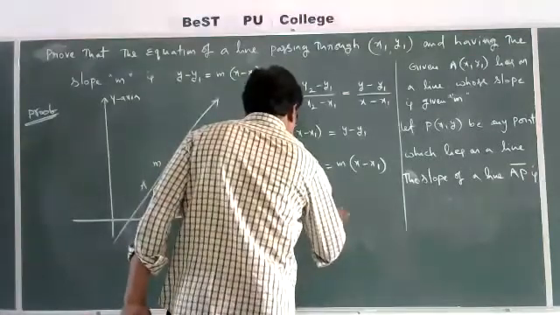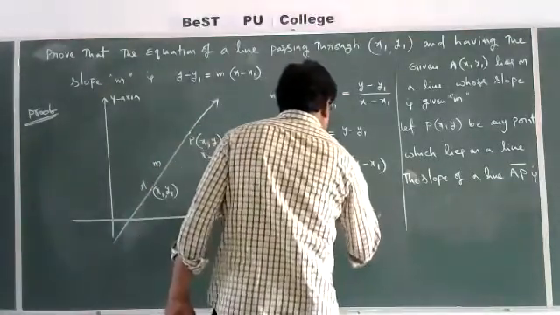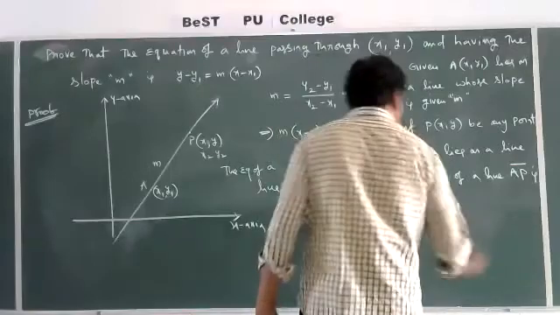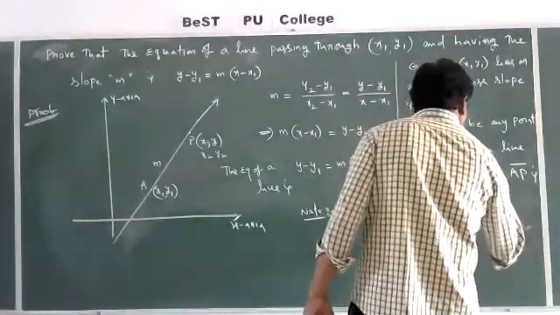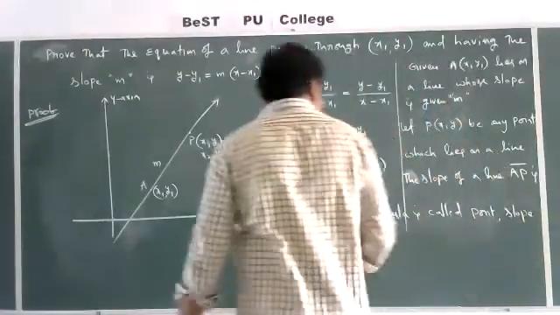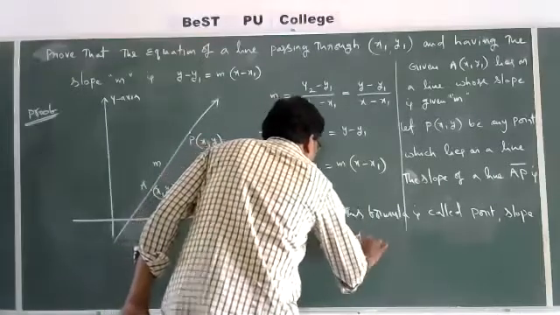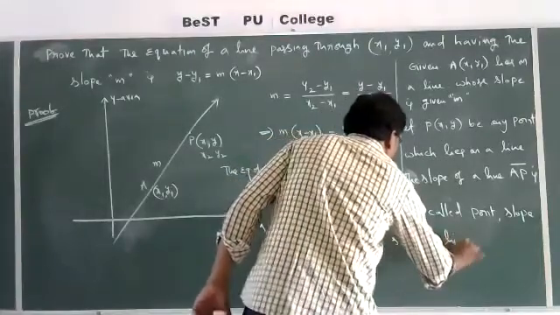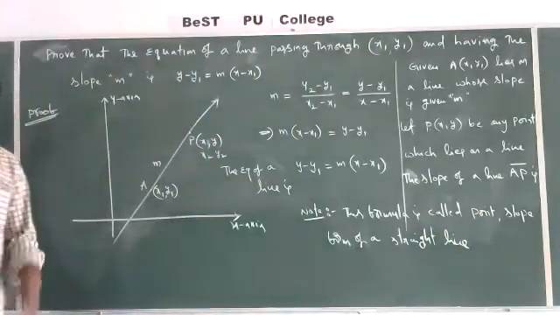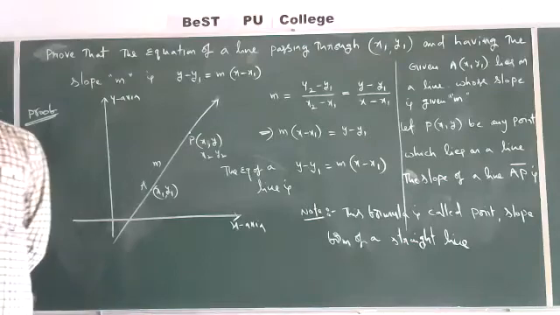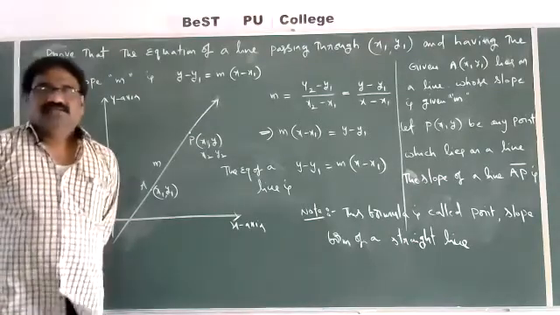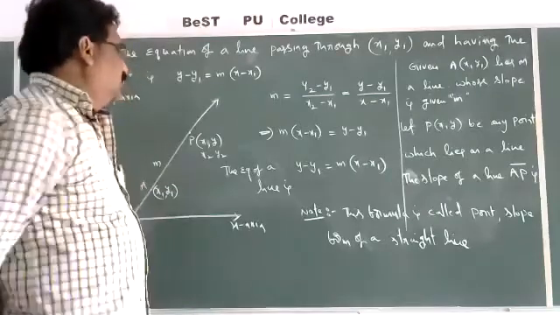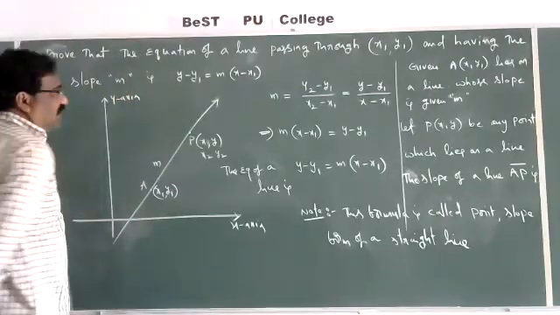Note, this formula is called the point slope form of a straight line.